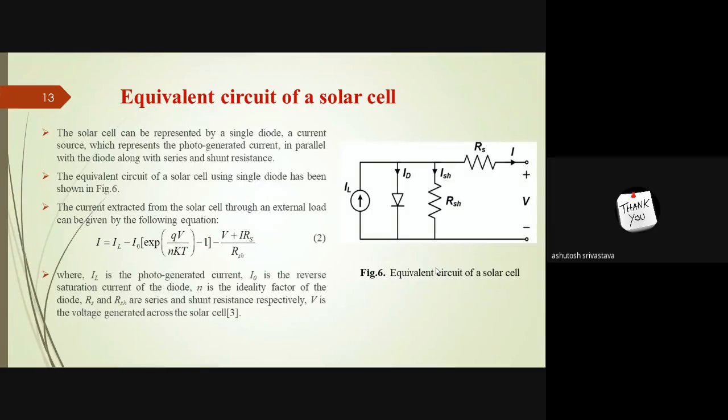A normal current that will flow through a solar cell is I. That current is given as I equals IL minus I naught times e to the power QV by NKT minus 1, minus V plus IRS upon RSH. Basically this equation is nothing different from the normal PN junction diode current equation, wherein IL is the light generated current, and I naught is a small dark current that is always present over there. It's the reverse saturation current of the diode, and eta is the ideality factor, and RS and RSH are the series and shunt resistance respectively. And finally, V is the voltage generated across the final terminal, which we will use as output power.